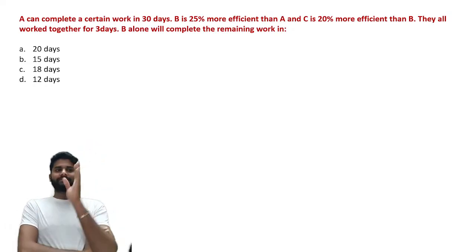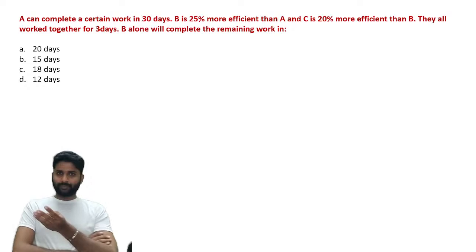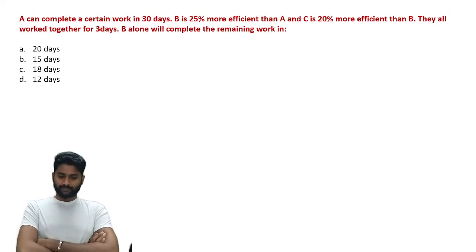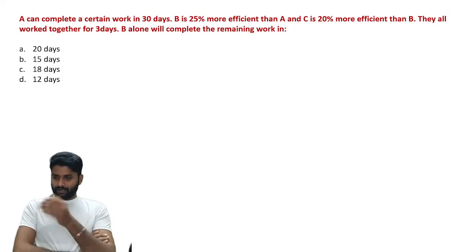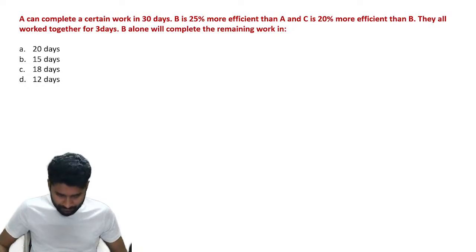So 3 points. Efficiency is all about per day work. Efficiency is inversely proportional to the time, and efficiency is directly proportional to the amount. So try to answer this question.